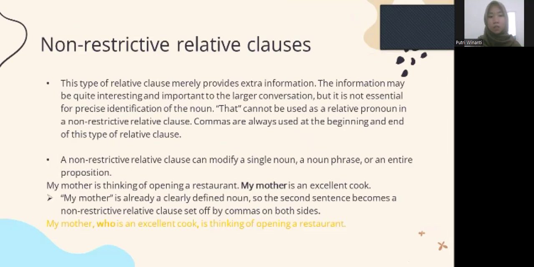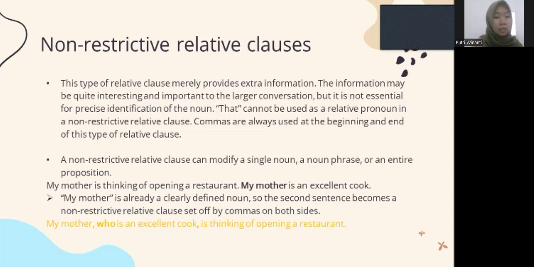Non-restrictive relative clauses. This type of relative clause merely provides extra information. The information may be quite interesting and important to the larger conversation, but is not essential for precise identification of the noun. That cannot be used as a relative pronoun in a non-restrictive relative clause. Commas are always used at the beginning and end of this type of relative clause. A non-restrictive relative clause can modify a single noun, a noun phrase, or an entire proposition.